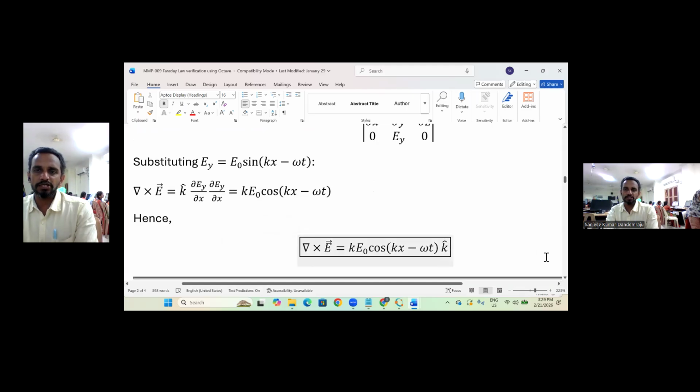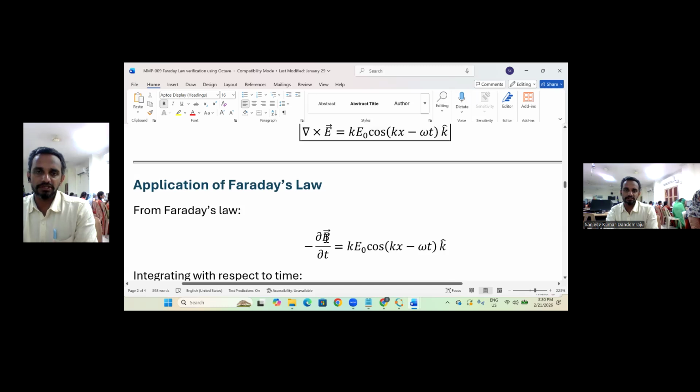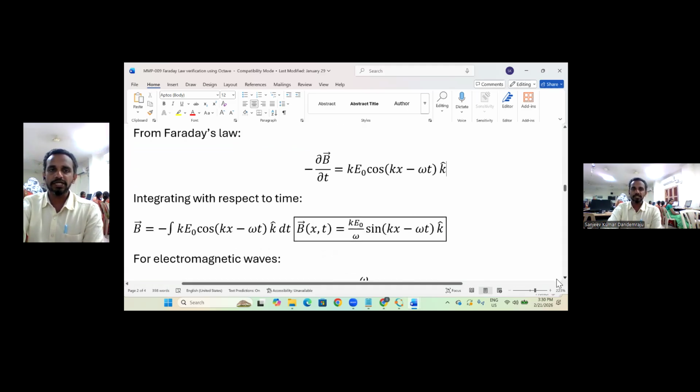Okay, so this is del cross E, and Faraday's equation tells us that minus del cross E is equal to minus dou B by dou t. So minus dou B by dou t is now equal to del cross E, which is k E naught cos(kx minus omega t) along the z direction. To get the value of the magnetic field B, we have to integrate with respect to time with a negative sign. So B is equal to the negative integral of del cross E over time.